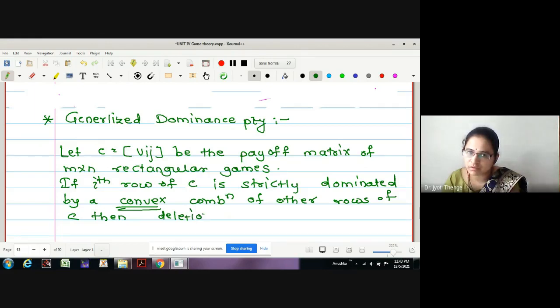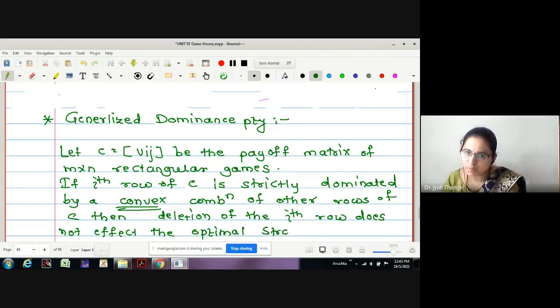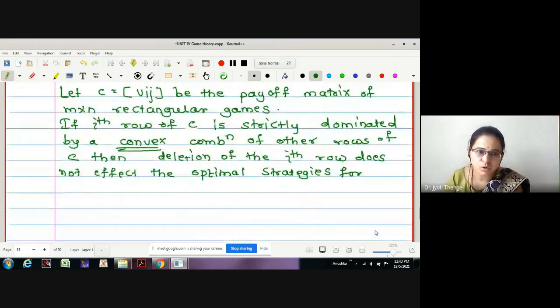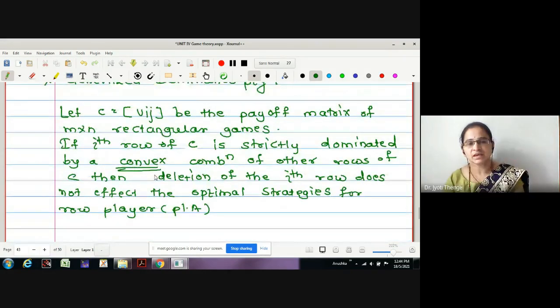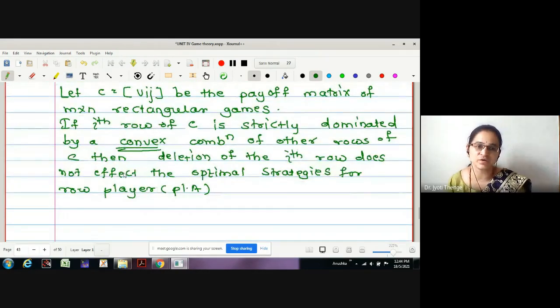then the deletion of the ith row does not change or does not affect the optimal strategies for row player, that is player A. Therefore, here what the statement says, if the ith row is dominated by a convex combination of other rows, then also we can delete this ith row. Similarly, we can write it for the column.